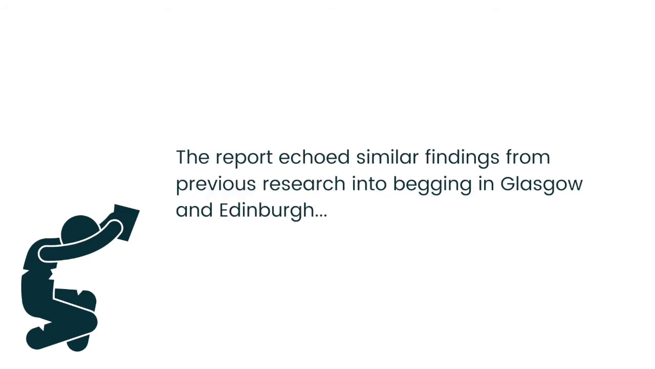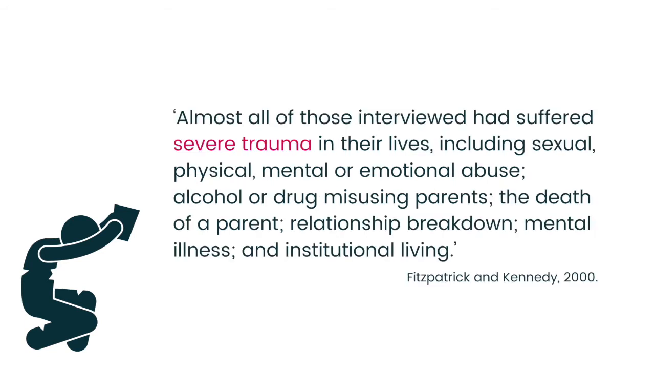The report echoed some earlier findings into begging and rough sleeping, which stated that almost all of those interviewed had suffered severe trauma in their lives, including sexual, physical, mental, or emotional abuse, alcohol or drug misusing parents, the death of a parent, relationship breakdown, mental illness, and institutional living.